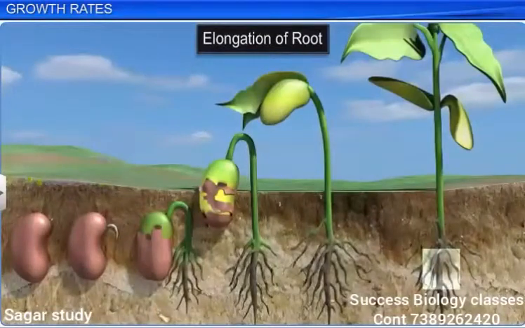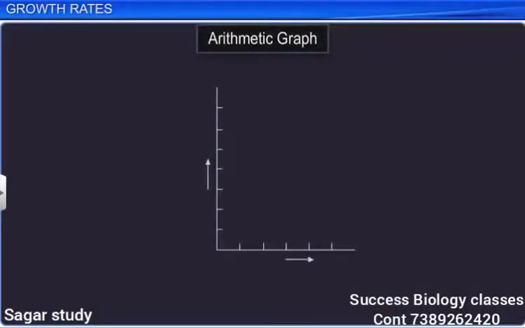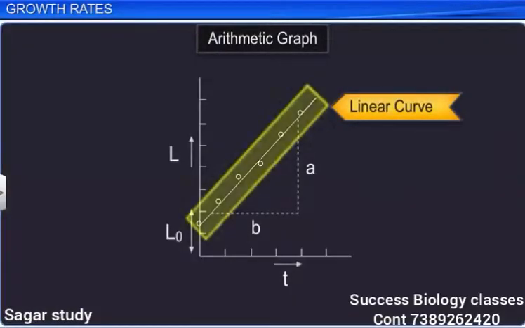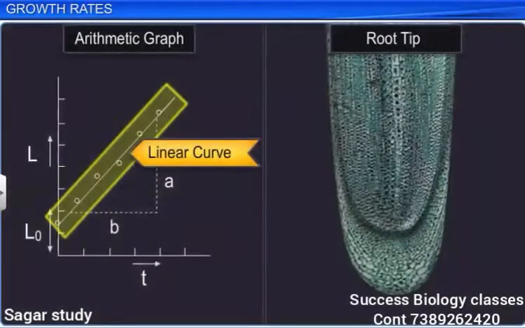Here, let's plot a graph to determine the growth rate of a root. Let's take the length of the root on the y-axis and the time taken for growth on the x-axis and plot a graph. A linear curve is obtained for arithmetic growth. This is due to the continuous addition of new cells at the root tips.